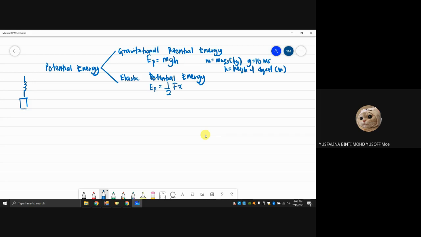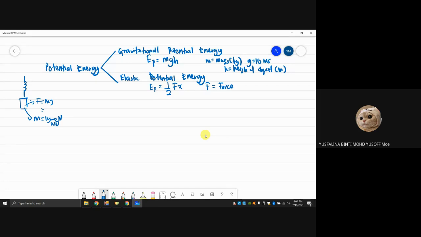Fx. So what is F? The force applied to the system. If I use a load, what is the force of the load? You have to find the force by using F equals mg. Because force must be in Newton, and the mass is in kg, you have to change to Newton by multiplying by 10. So that's the elastic potential energy.